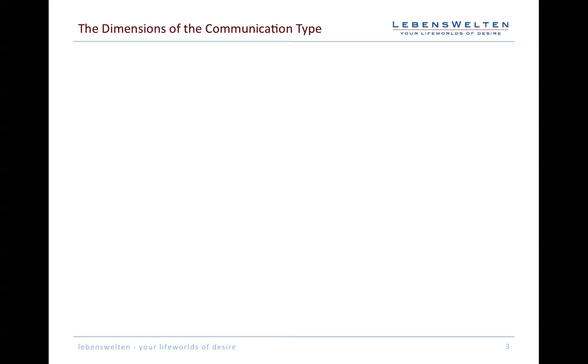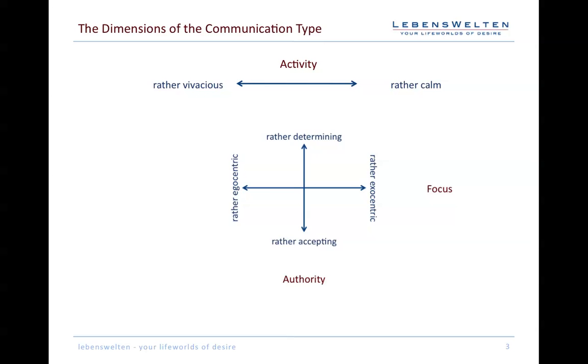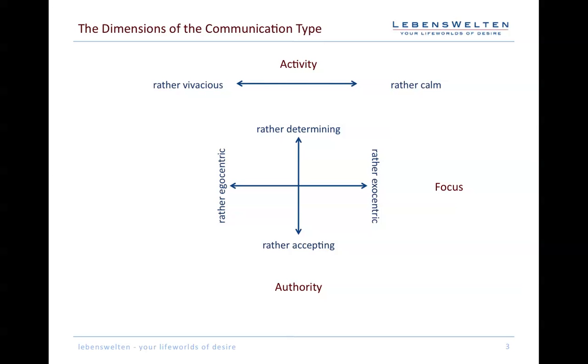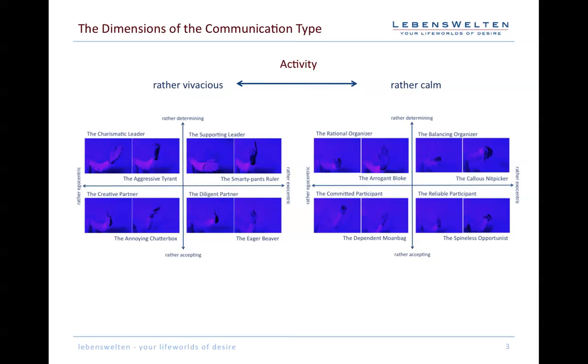There are three dimensions. You can communicate rather vivaciously or calmly, so the means activity. Two more dimensions refer to the authority and the focus. Authority: you're rather determining the social setting or you're rather accepting a social setup. Focus: you rather focus on your own thoughts and feelings, or you rather focus on the thoughts and feelings of others. Three dimensions. From there you can have 8 types of communications.